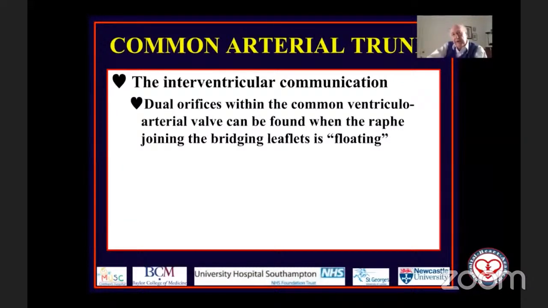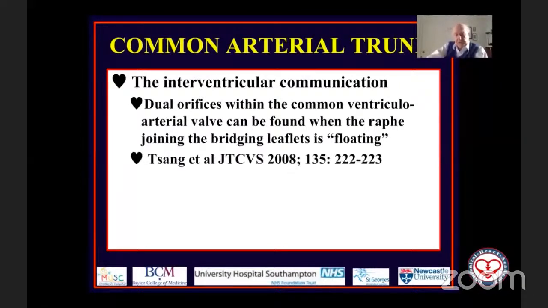There's one additional variant I need to tell you about here, because Diane's shown you a case in which the common truncal valve was divided into right and left ventricular parts, but in that instance, the raphe separating the two was attached to the crest of the ventricular septum, so that shunting was only at arterial level. We know that very rarely, as in atrioventricular septal defect, that raphe can float.